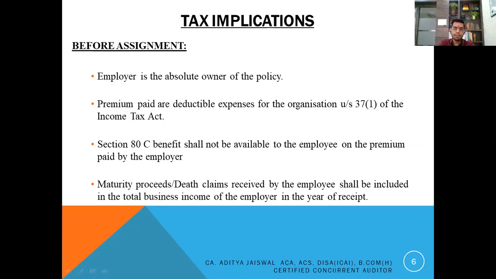Section 80C benefit shall not be available to the employee on the premium paid by the employer. Maturity proceeds and death claims received by the employee shall be included in the total business income of the employer in the year of receipt. Friends, note, we are talking about the cases that will occur before assignment.